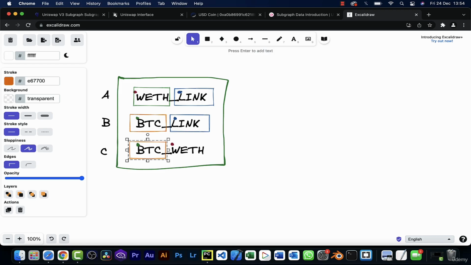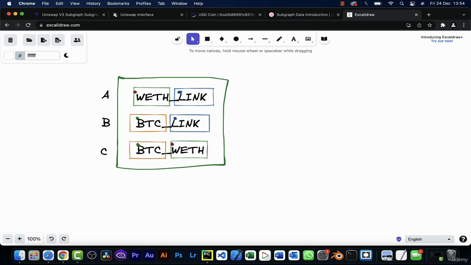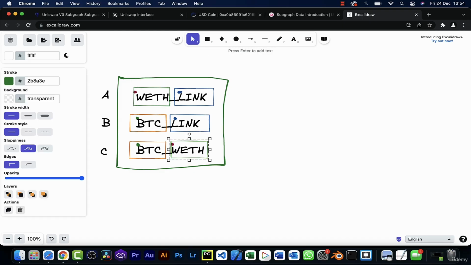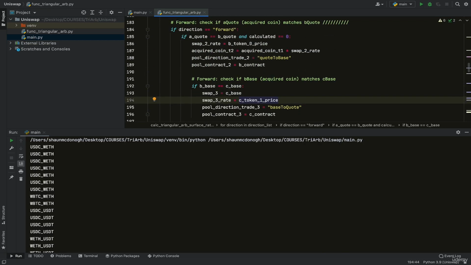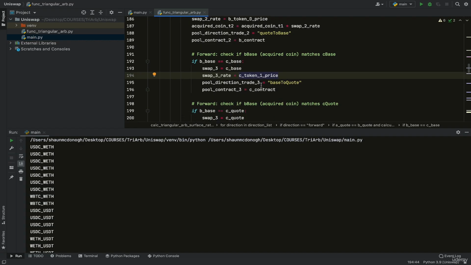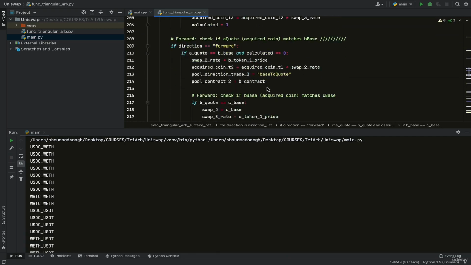So that infers that when I trade the WBTC, I'll be getting WETH on the last leg of the trade here. So here I'm going to make this green again. I've started here and I've ended here, and I went through this route. And so, if B base is C base, then I'm taking the 1 price, because remember, when we're dealing with a quote, we're dealing with a 0 price. When we're dealing with a base, we're dealing with the 1 price. And also the pool contract is going to be contract C.